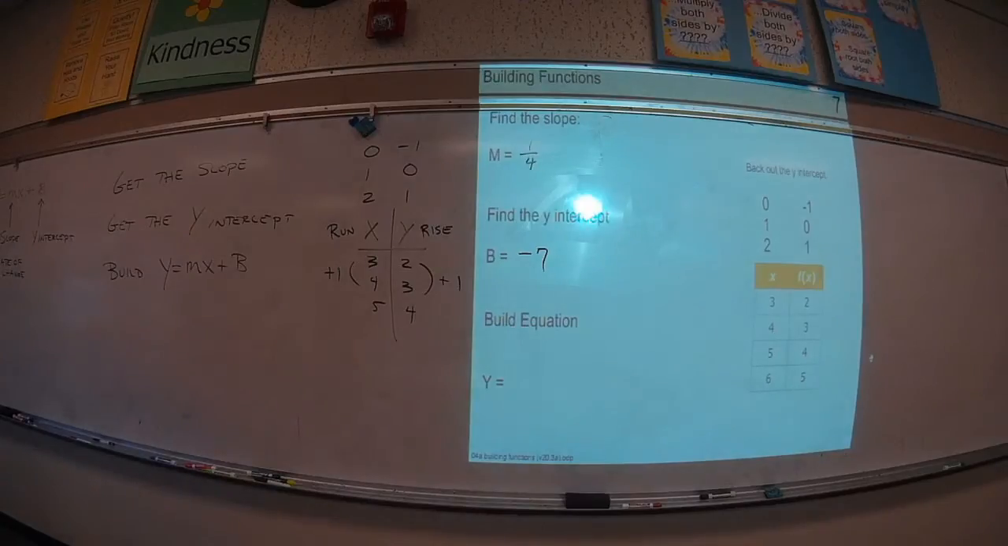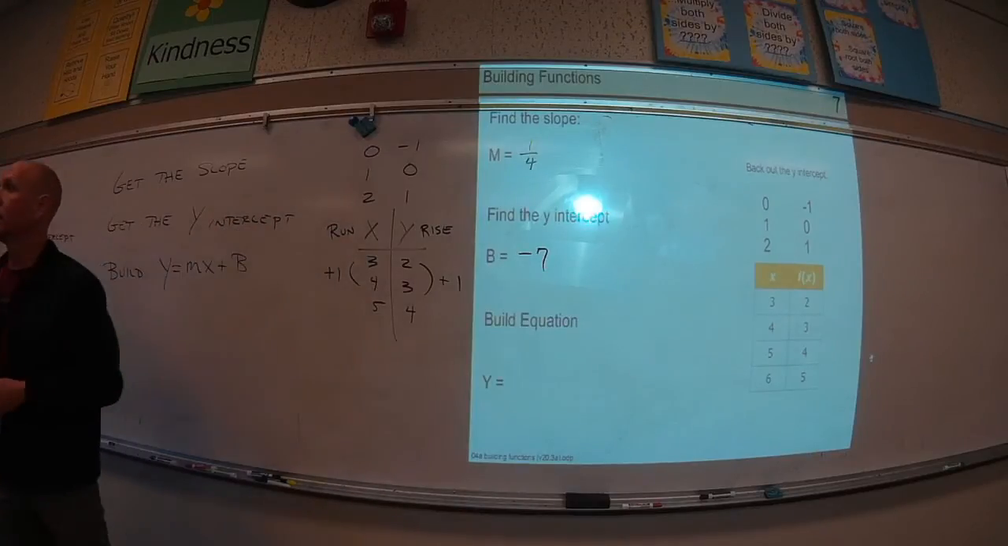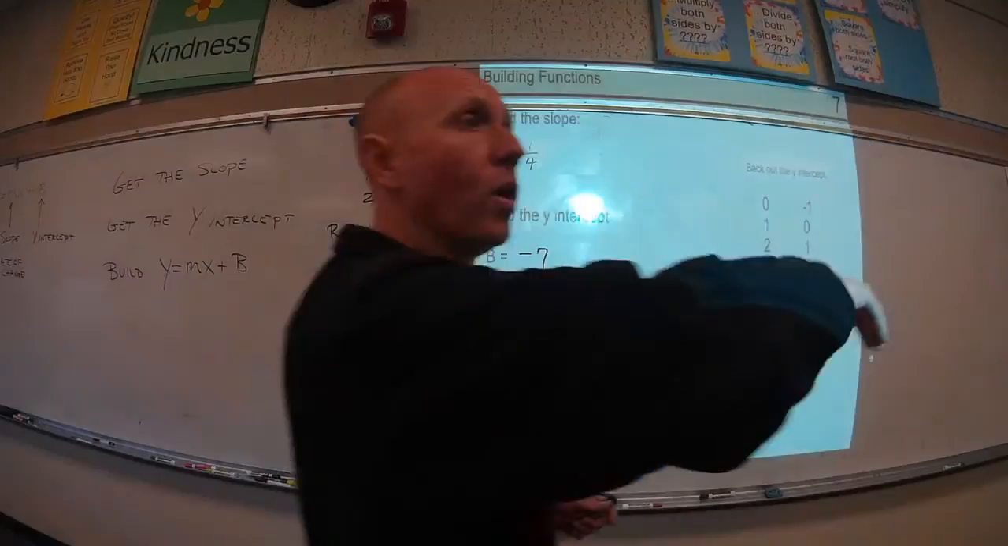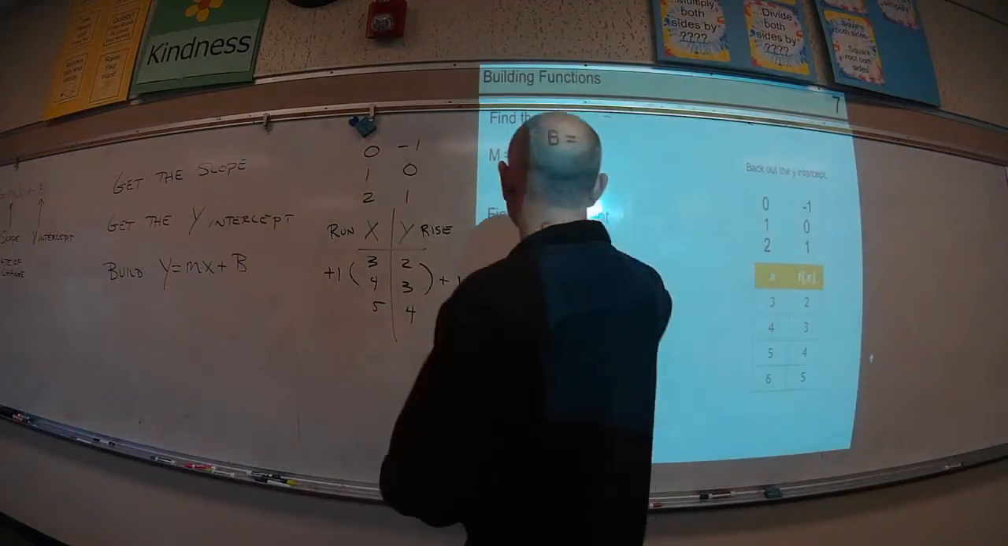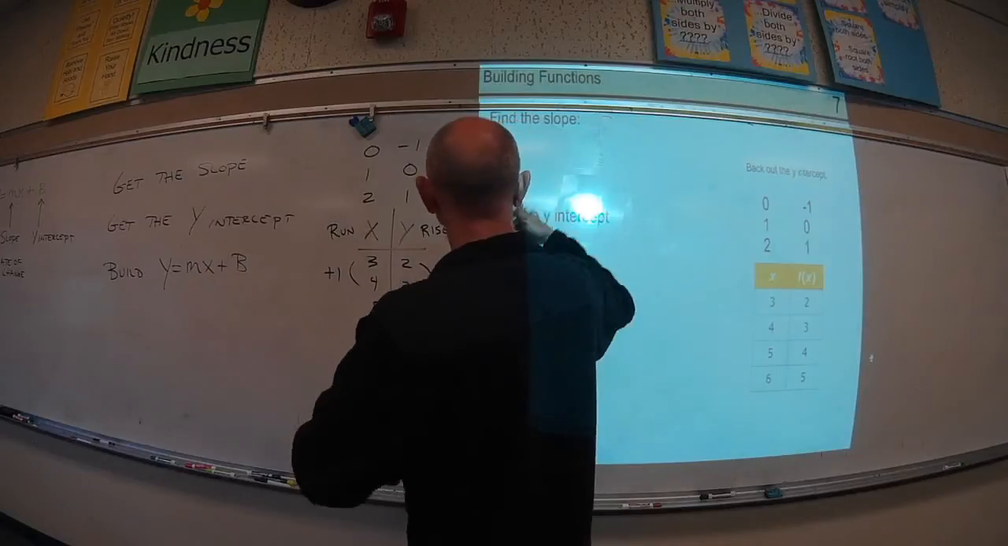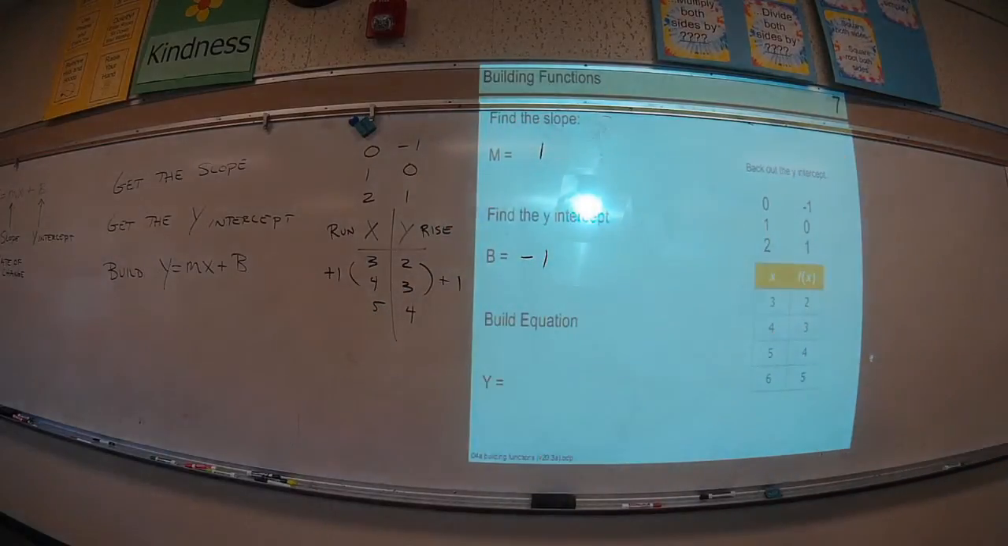Okay, on your whiteboard, where's the y-intercept? There you go, Michael. Good. I gotta go find it. It's up here. It's right there at -1. The y-intercept's at -1. Put it all together for me. We have a slope of 1, an intercept at -1. Build me the equation.